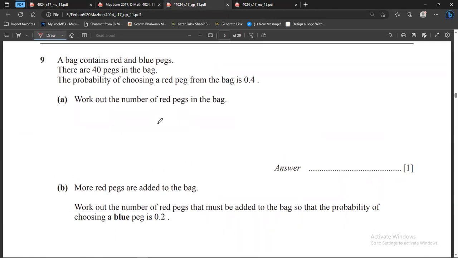Question number 9, a bag contains red and blue pegs. There are 40 pegs in the bag. The probability of choosing a red peg from the bag is 0.4. Work out the number of red pegs in the bag. So the probability of getting a red peg is 4 by 10.